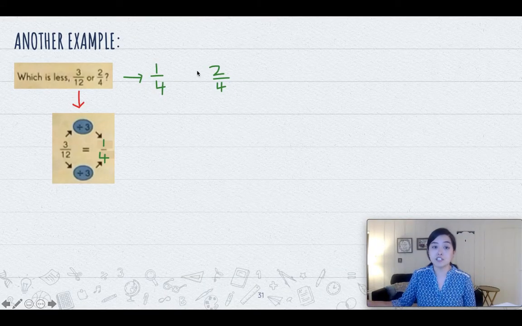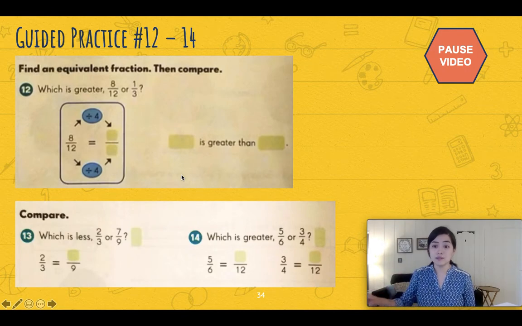So now my two fractions that I'm comparing are like fractions. Is 1/4 and 2/4. My 1/4 is my equivalent of 3/12, which I got from here, and my 2/4 is the same. Which one is less, 1/4 or 2/4? Well, because the denominator is the same, let's look at the numerators. 1 is less than 2, so 1/4 is less than 2/4. So 1/4 is less, or in this case, 3/12 is less. Please pause the video and try numbers 12, 13, and 14 on your own. See you soon.